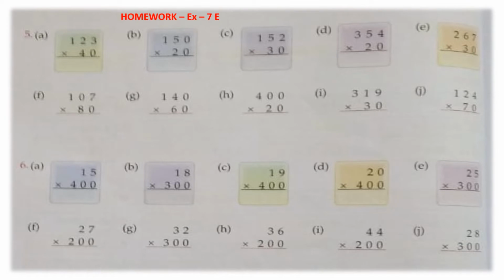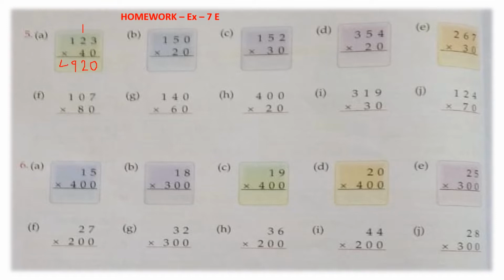Now children, we have to see the homework part of exercise 7E 5A question 123 multiplied by 40. Now there is one zero you can see. Write this zero at one's place. Then multiply 123 by 4. Now 4 threes are 12. So write 2 here and 1 carry on tens place. Now multiply 4 with 2. 4 twos are 8 plus 1 is 9. So 9 will come here. Then 4 ones are 4.